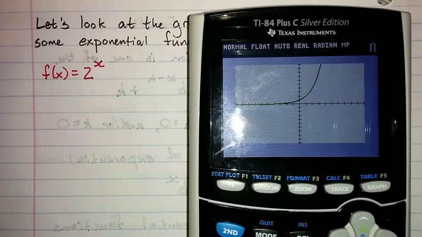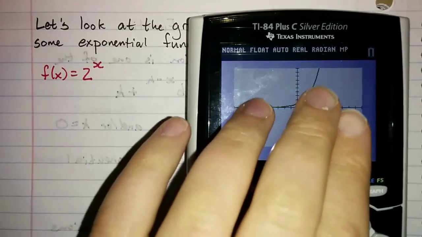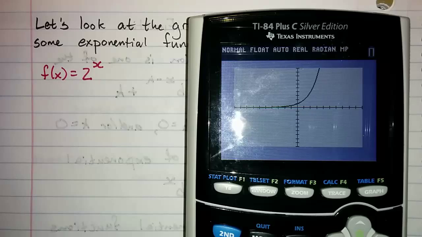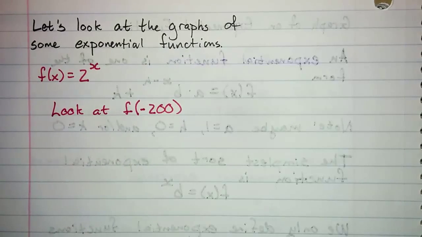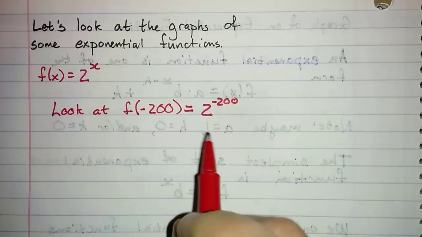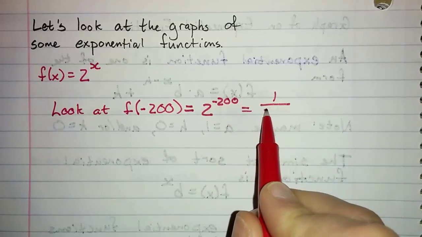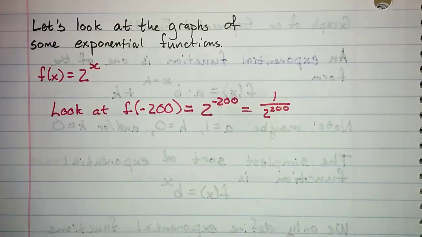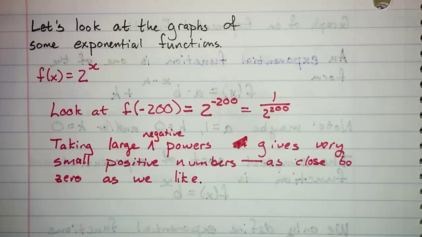Is 2 to the x ever going to be 0 or negative? Certainly, if x is a big positive number, 2 to the x is going to be a big positive number. What if x is a big negative number? What if we want to take f of negative 200? That's 2 to the negative 200, which means 1 over 2 to the 200. That's a very small fraction, right? But it's not 0, and it's not negative. Taking large negative powers gives very small positive numbers, as close to 0 as we'd like.